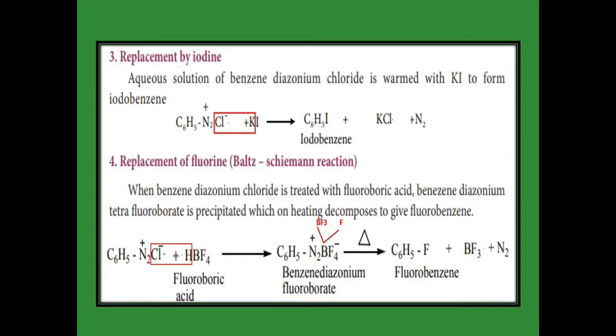Next one, replacement by fluorine. This reaction is called the Balz-Schiemann reaction. In this reaction, we add fluoroboric acid, formula HBF4. Then we remove the HCl indicated in the red box, and we get C6H5N2BF4. The name of this compound is benzene diazonium fluoroborate. In benzene diazonium fluoroborate, the nitrogen is removed and BF4 splits as BF3 and F. So BF3 is removed and F is attached to the C6H5. We get fluorobenzene.